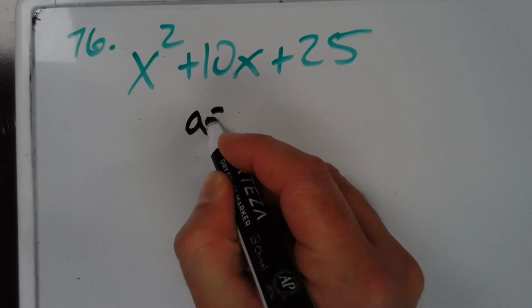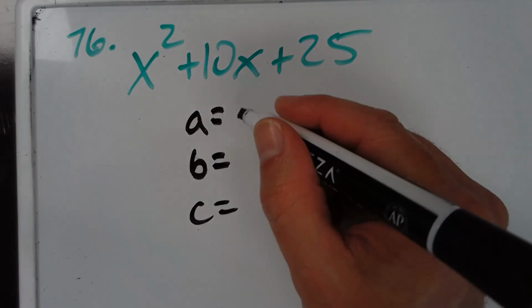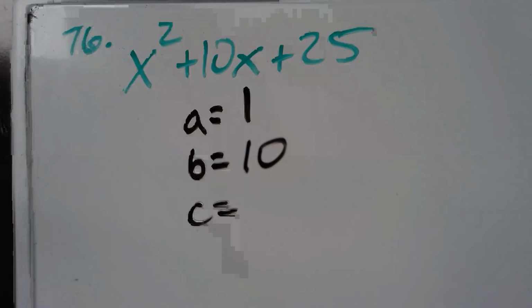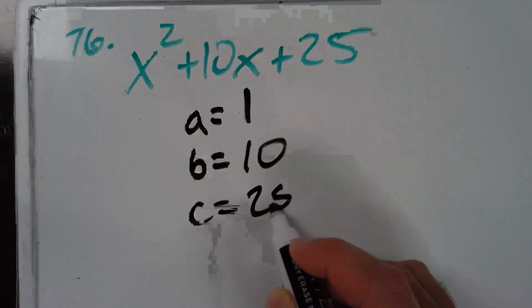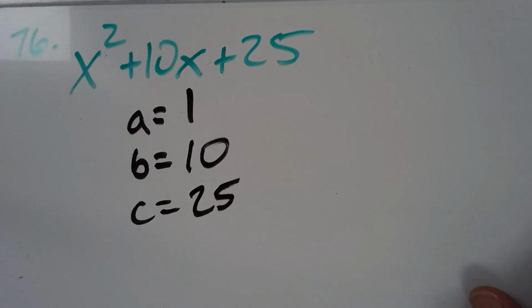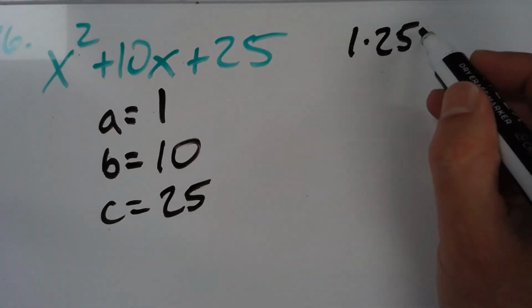Yeah, you remember this? We did this a lot last year. What's A? 1. What's B? 10. What's C? 25. Wonderful. All right. Next step says multiply A times C. It is the A times C method after all. So we'll do 1 times 25, which is positive 25.